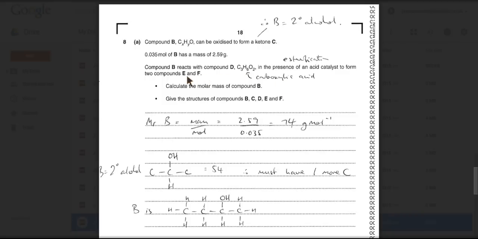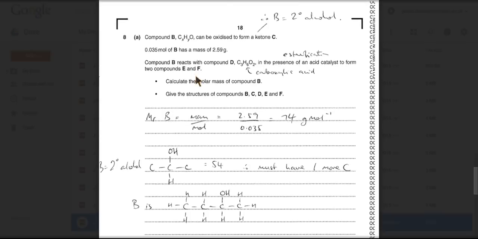So one of these must be an ester. And obviously the other product that's formed when you have the esterification reaction is water. So that's all sort of been processed in our heads. Let's go through working out what the actual structures are.